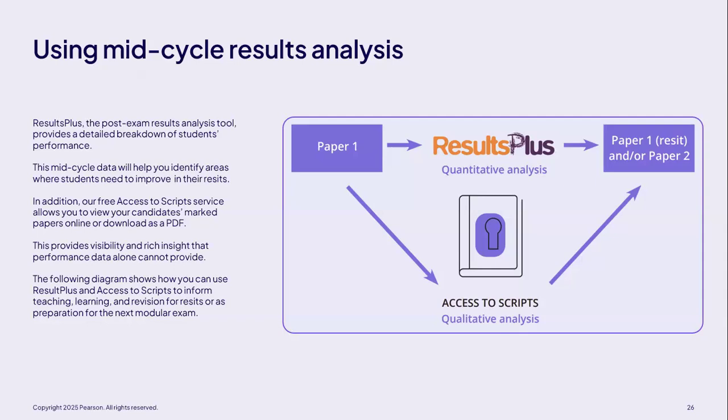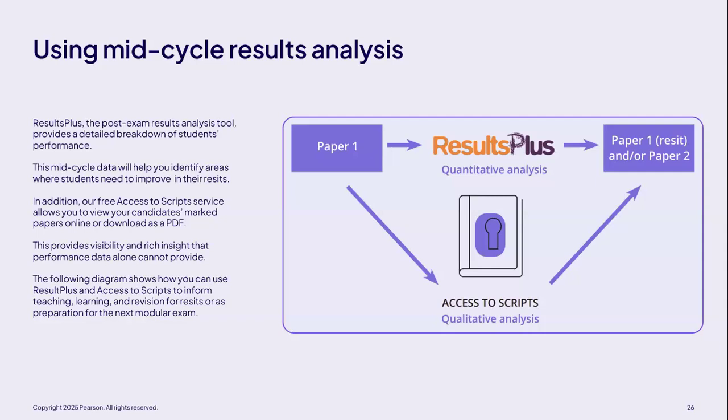One of the most useful tools that Pearson have is their Results Plus, which is well established for the linear paper. It's a post-exam results analysis tool which provides a detailed breakdown of students' performance. If you follow the modular route, this can be applied to the results of their first unit exams, which will help you to identify areas where students need to improve if they are taking resits.